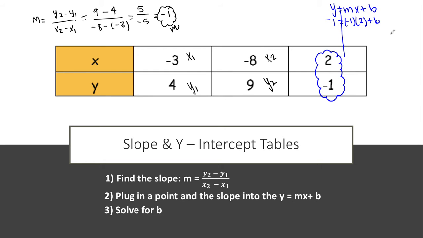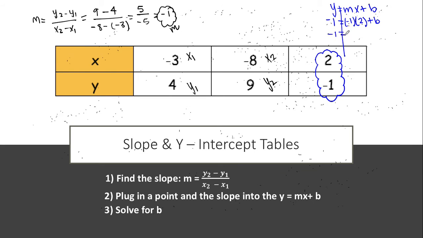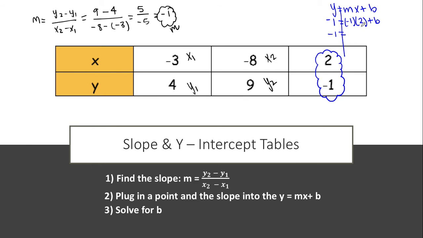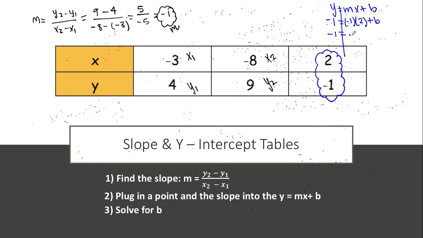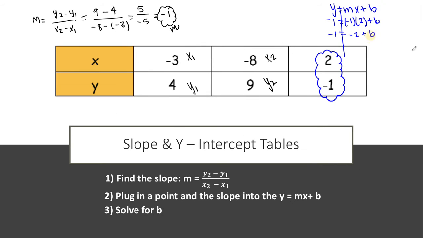So what do I do from here? Negative 1 equals negative 1 times 2 plus b. I'm going to multiply this out. Negative 1 times 2 is negative 2, plus b. What am I looking for? That's always a question you have to ask yourself. What variable am I looking for? I'm looking for b. So I need to get rid of what's on the side with b because I want to solve for b. I want to say b equals. So I need to get rid of this negative 2. How would I get rid of it?